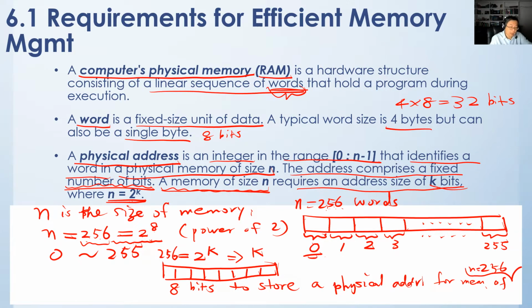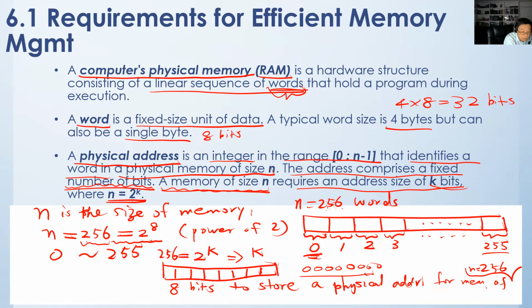If the memory size is 256, I need 8 bits to store this. Why? Because with 8 bits, you can represent a total of 256 different numbers from 0 to 255, right? Now, what is 0 in 8-bit representation? That's 0, 0, 0, 0, 0, 0, 0, 0, right?